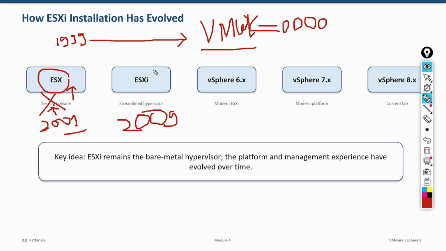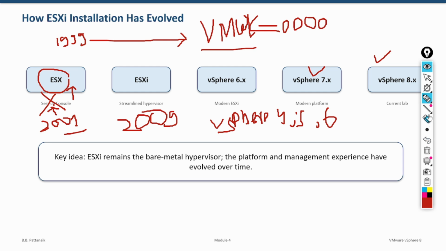VMware vSphere provides a modern, comprehensive and integrated solution compared to previous VMware solutions. Previously the service console was there, now the service console is removed and VMware redesigned its architecture and came with VMware ESXi. Then this ESXi continued to evolve through different vSphere releases, including vSphere 4, vSphere 5, vSphere 6, vSphere 7, vSphere 8. So these are the releases.